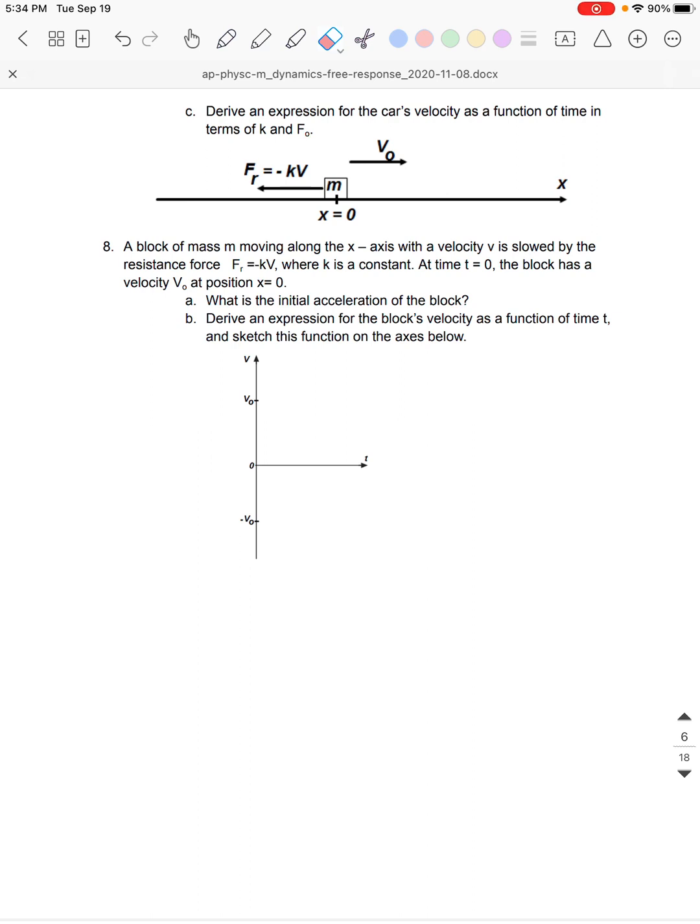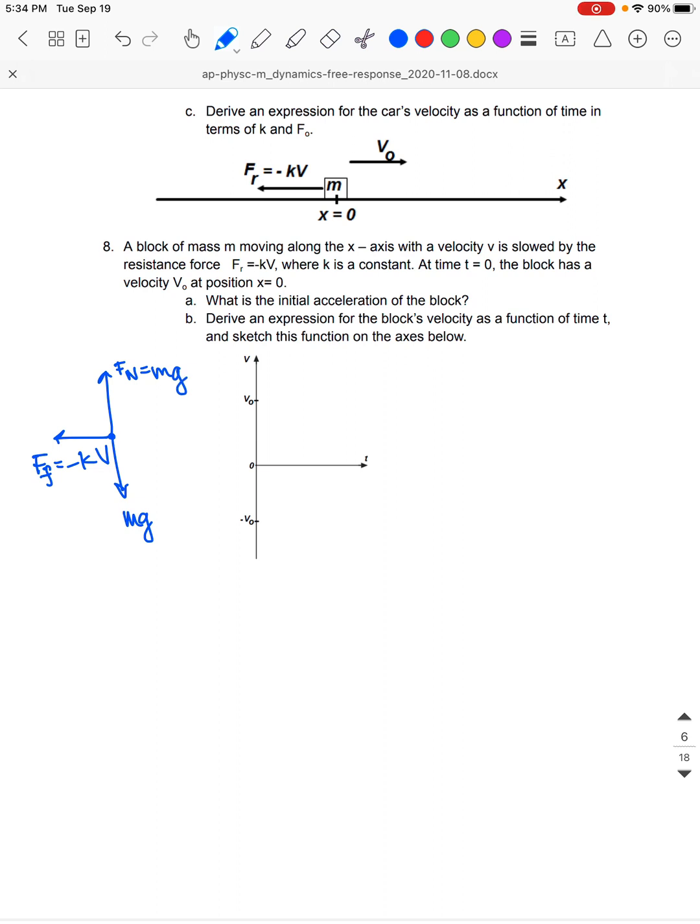Okay, so we're working on problem number 8, and the first thing I like to do when I'm working on this type of problem is start with a free body diagram. I've got a negative frictional force here, which is negative kv. I've got an mg here, and I've got a normal force, which is also mg.